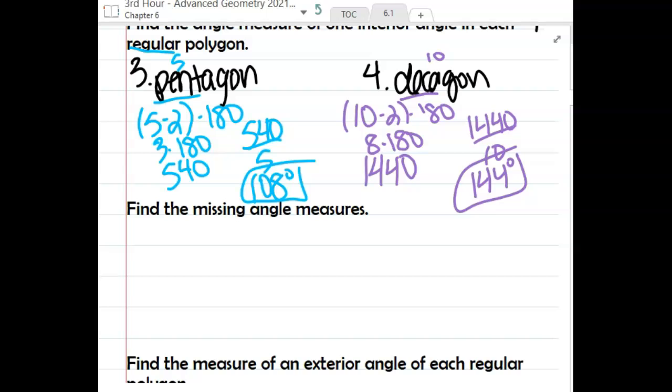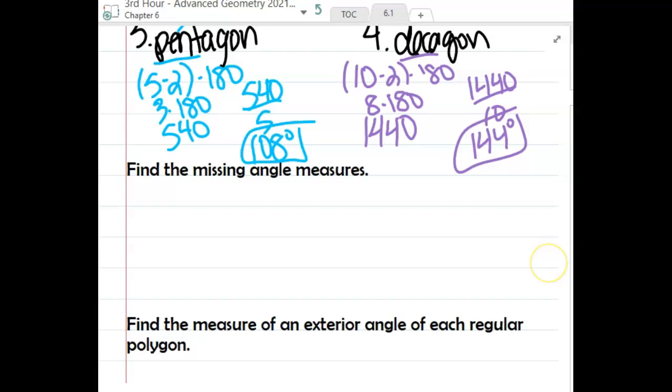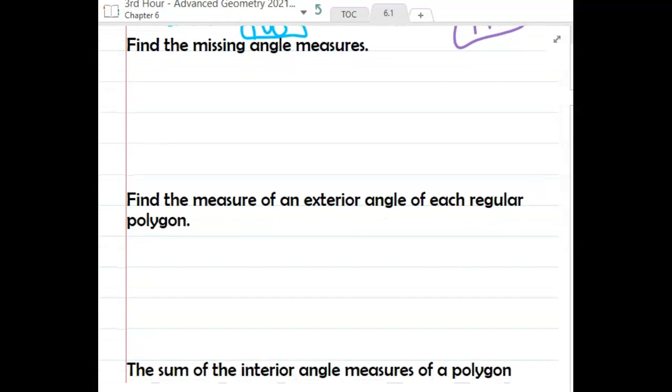Okay, kind of taking that idea a step further. So we're going to find the missing angle measures. We're going to draw some nice little pictures here. All right, so let's draw. It doesn't have to be perfect, but kind of like that, like a trapezoid, kind of, but not really. Okay, not drawn to scale. I want to make sure we know that.